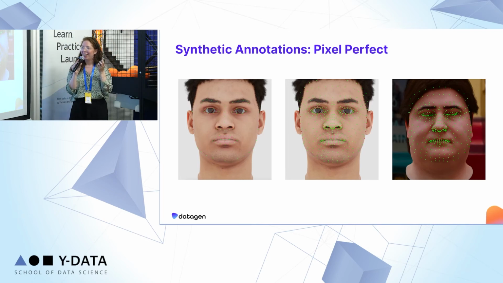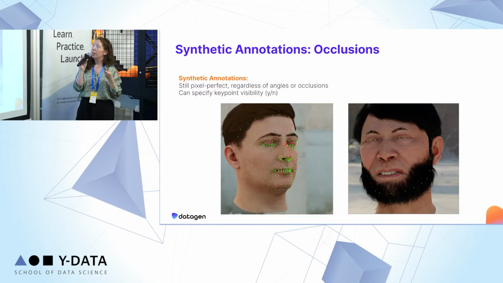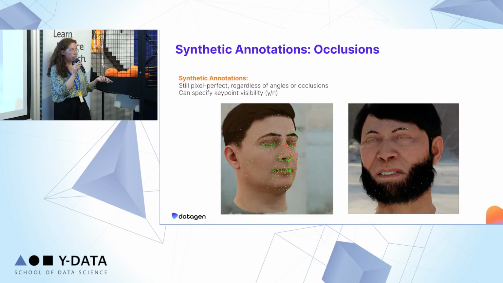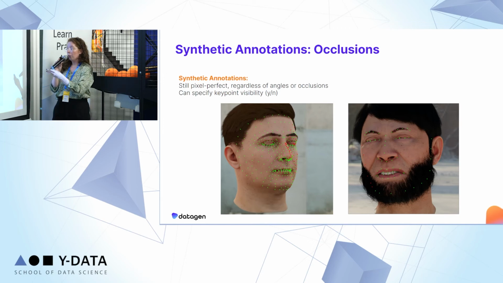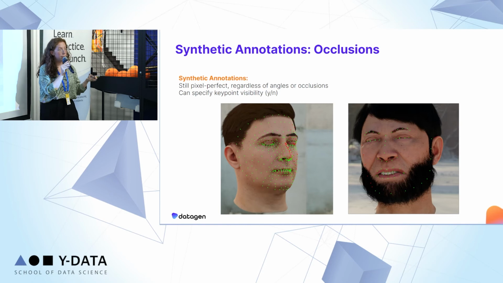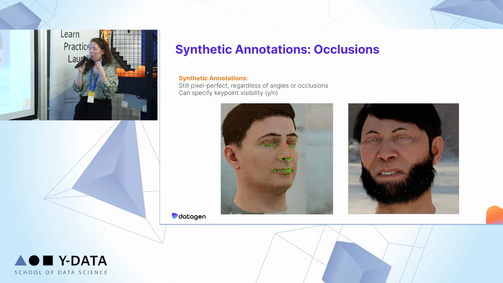Okay, so the first thing is the pixel-perfect, no-noise agreement between labelers, because it's all one labeler. And the second thing, as I mentioned before, is occlusions. Because we model these key points based on a 3D model, it doesn't matter if the person has glasses or a cigarette or a beard. Knowing the facial key points under a beard is super useful for cosmetic companies, who want to know where the face ends, where the beard begins, and those types of things.